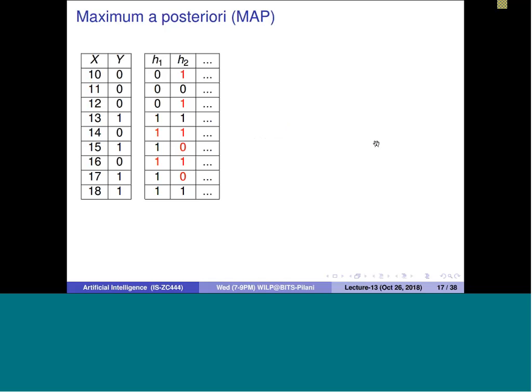We are going to have an example, the same example that we had. You see that the H1 hypothesis had two places where it is going to make an error. At these two places there is an error because it was 0 and this hypothesis is telling 1. All other places it is the same. For the second hypothesis, here it was 0 but it gives 1, therefore there is an error. There are errors in multiple places.